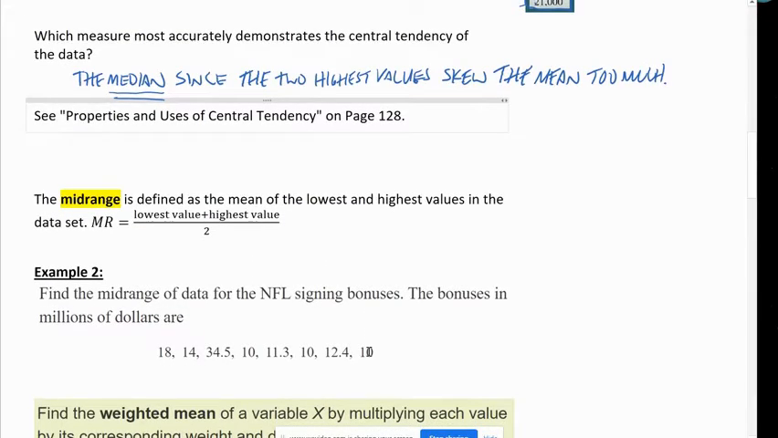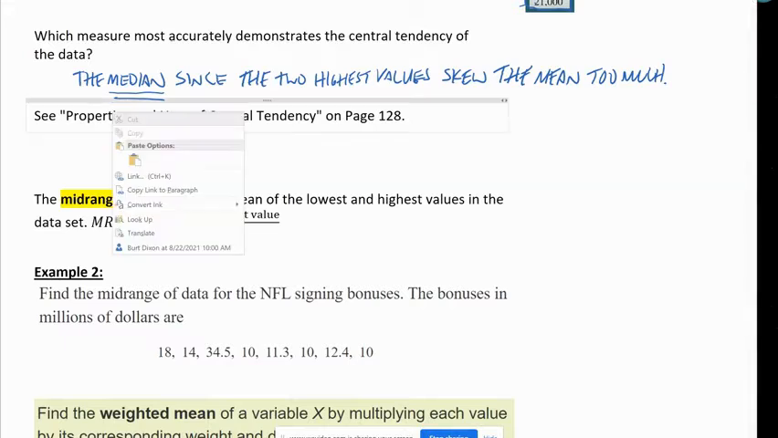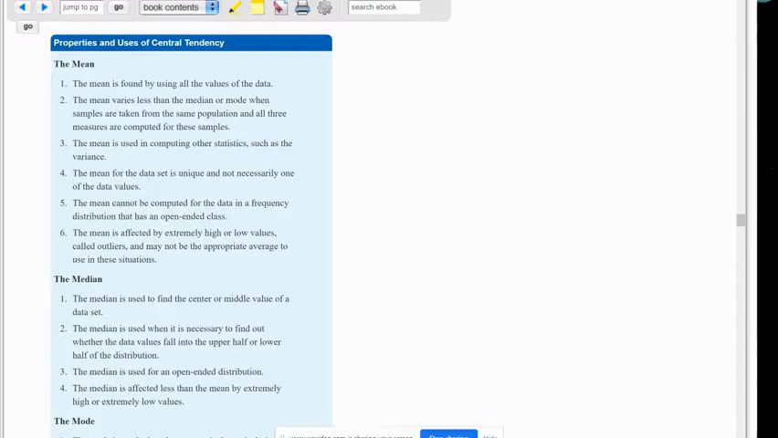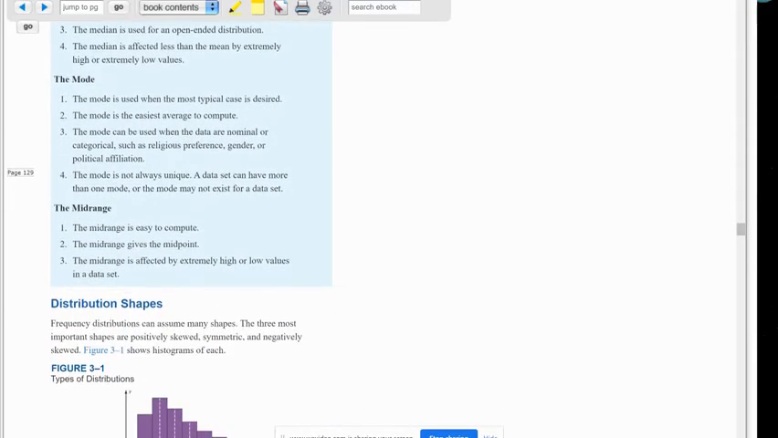Okay, and then we did see the mid-range there as one of them. So the mid-range is the average or the mean of the lowest and the highest values in your data set. So if you take the high and the low, add them and divide by 2, that gives you the mid-range.